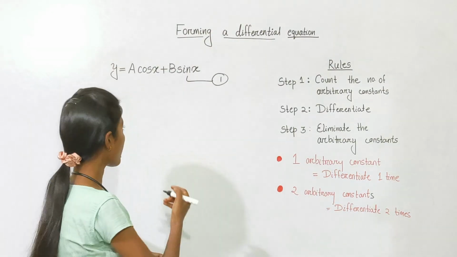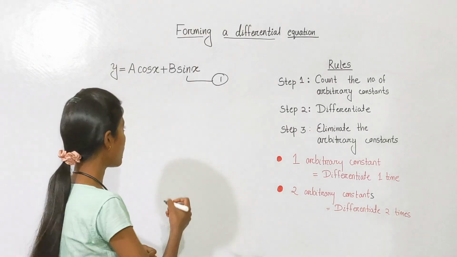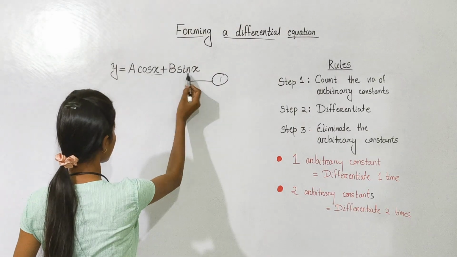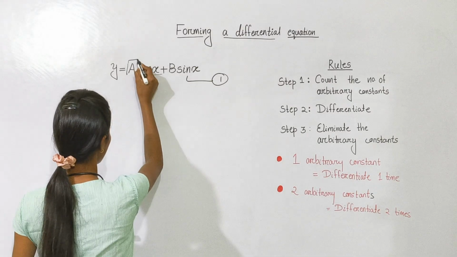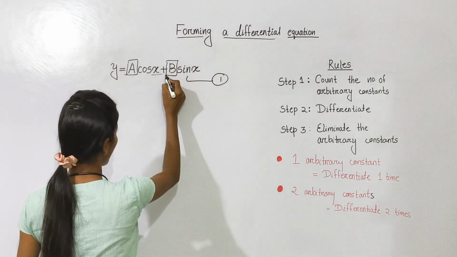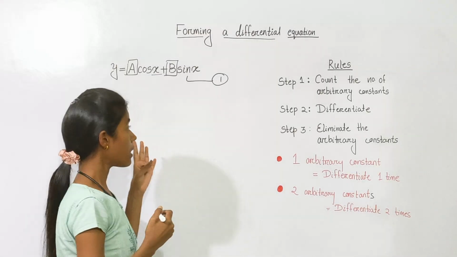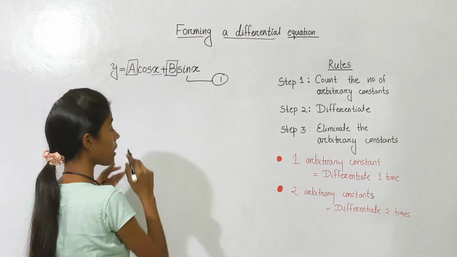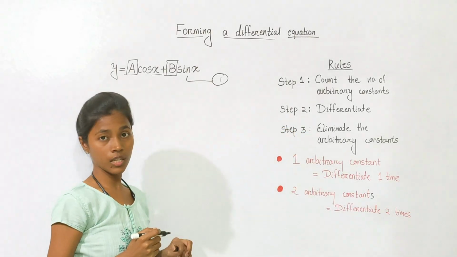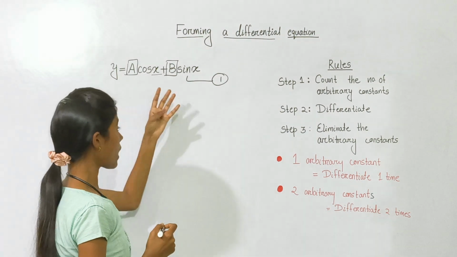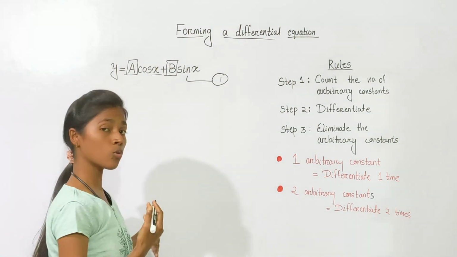Now look at the second example. This is an example of a regular equation. Here you can see x and y are the changing variables, but what are a and b? a and b are the arbitrary constants. So how many arbitrary constants are here? Here in this equation there are two arbitrary constants. So the next step is to differentiate. Since we have two arbitrary constants here, we need to differentiate two times.